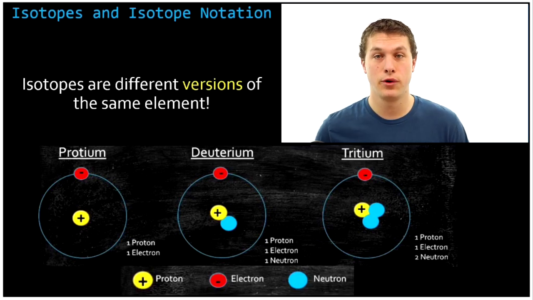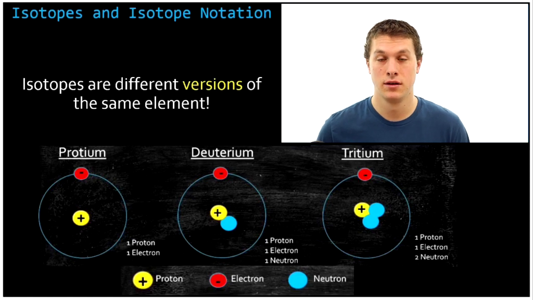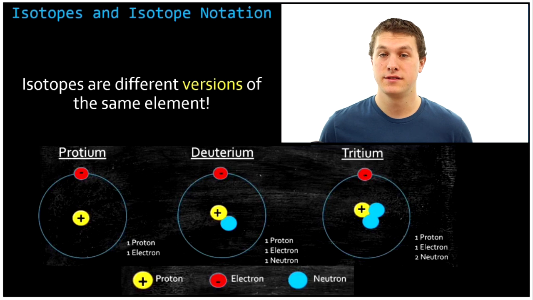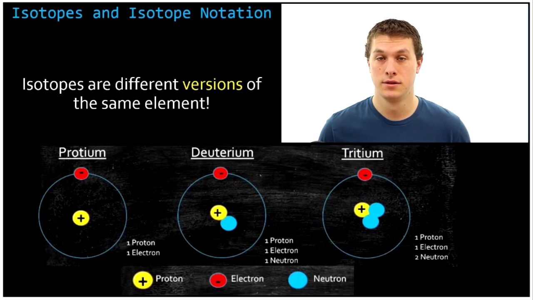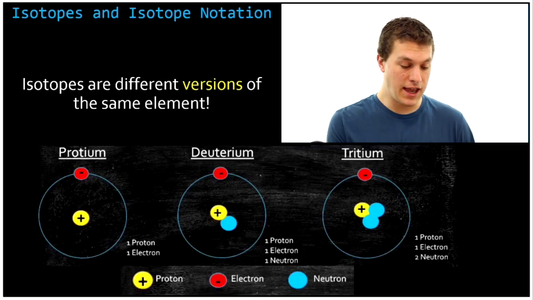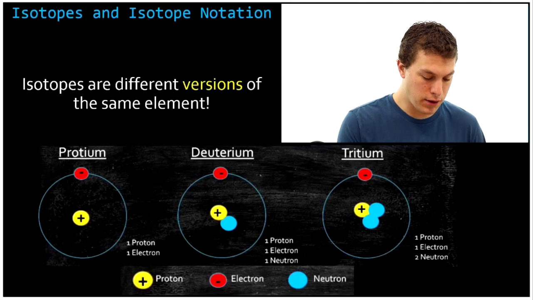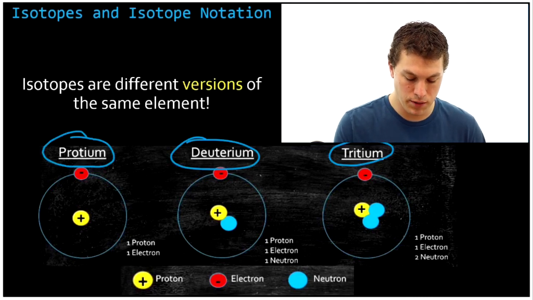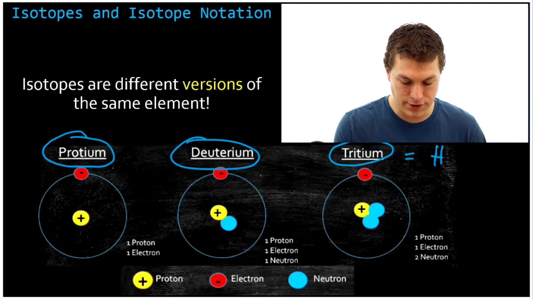This is similar to if you go to your Honda dealership and you buy a Civic, there's different versions of Civic. You can get the 2-door, the 4-door, the hatchback, and in the same way, hydrogen comes in different versions. Here, what we see is protium, deuterium, and tritium. You don't have to remember those names, that's not important. But what is important is those are all hydrogen.